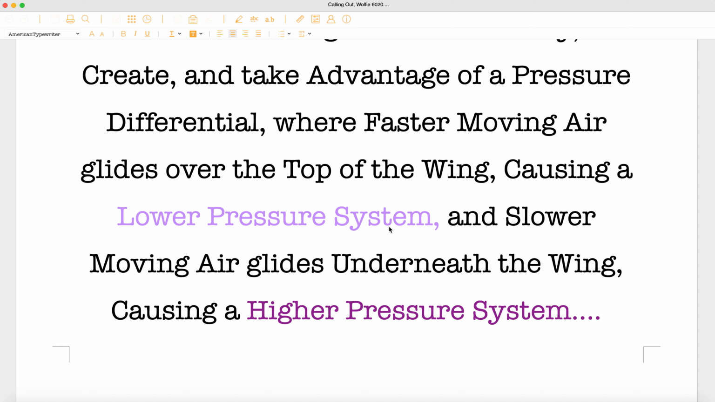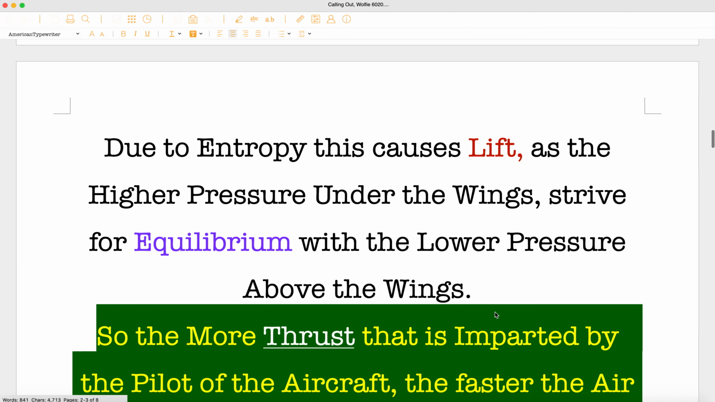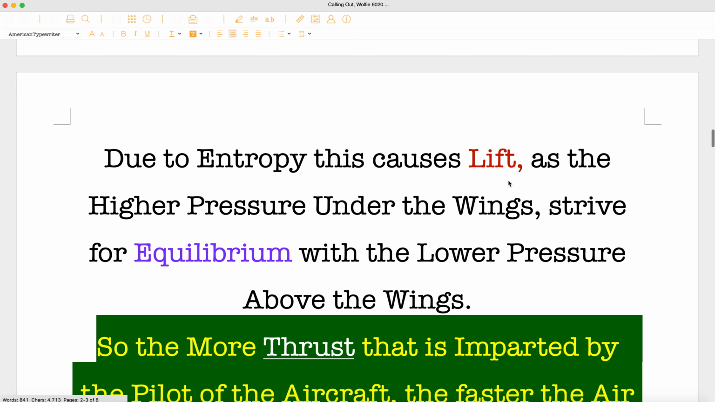So lower pressure at top, higher pressure below. Due to entropy, this causes lift. Yes, entropy, right? High pressure going to low, that's what causes lift. That's part of the entropy description. High pressure going to low is part of the second law of thermodynamics. It's part of that description, right?